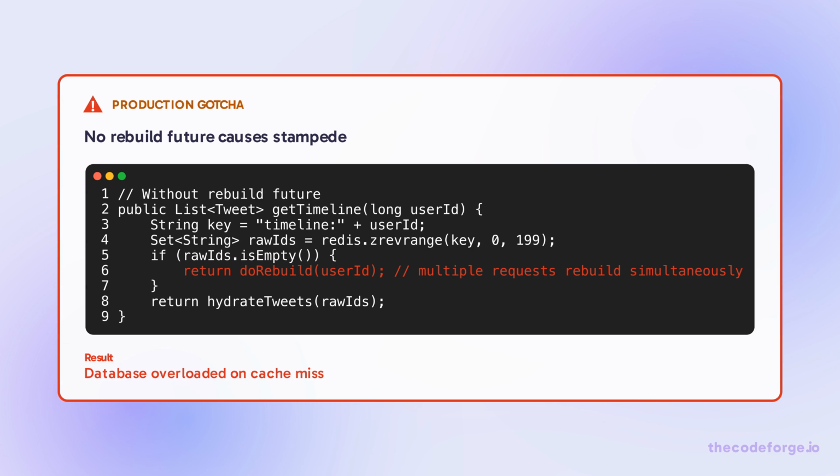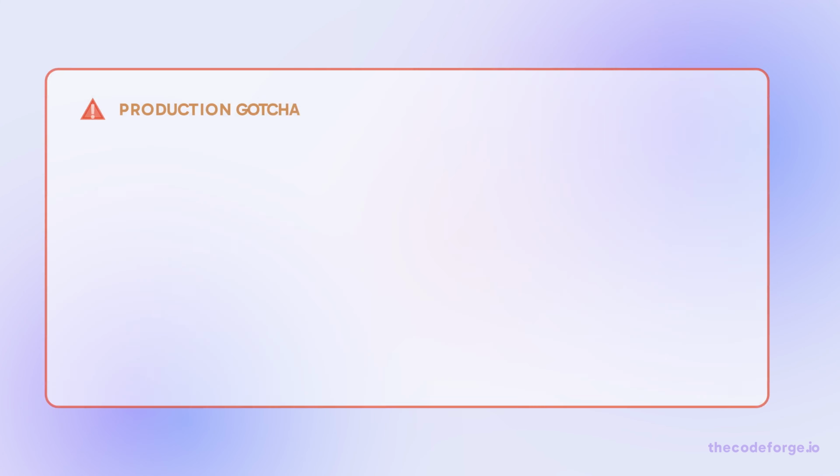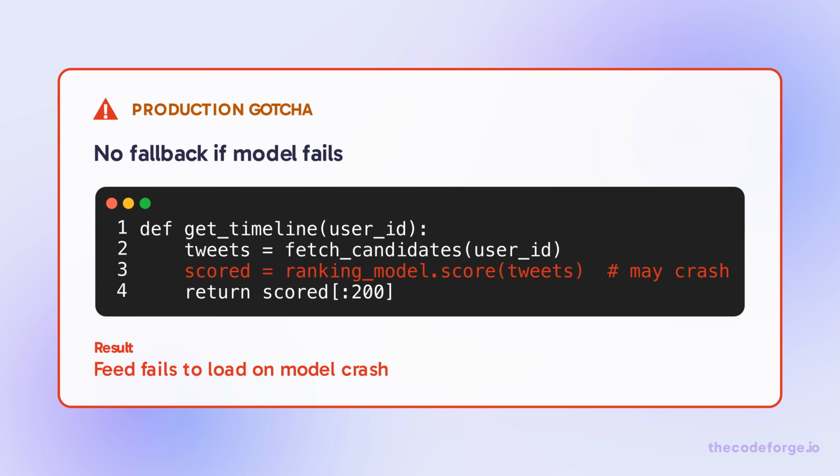Without a rebuild lock, multiple concurrent requests can all trigger a rebuild simultaneously, overwhelming the database and ranking service. Always use a coordinated rebuild pattern. If the ML model crashes, the feed load fails. Always maintain a simple chronological sort fallback to ensure the feed always loads.